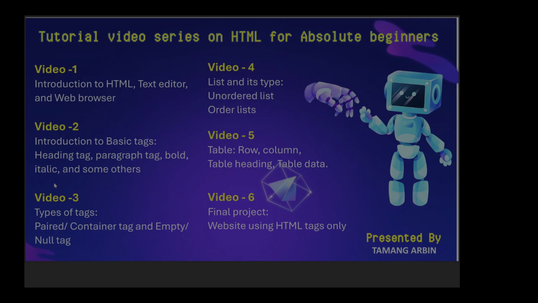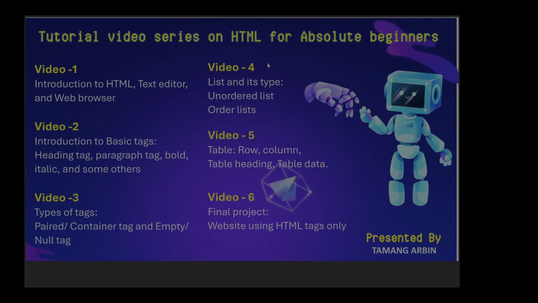After that, in video number 3 we will talk about the types of tags. After learning all these tags, we are going to divide them into categories. Mainly there are two categories of tag. The first one is the pair tag and the second one is the empty tag. The pair tag is also known as the container tag, whereas the empty tag is known as the null tag. By their names you can guess or have a bit of an idea about them. If you don't know yet, don't worry, I'm here to help you out.